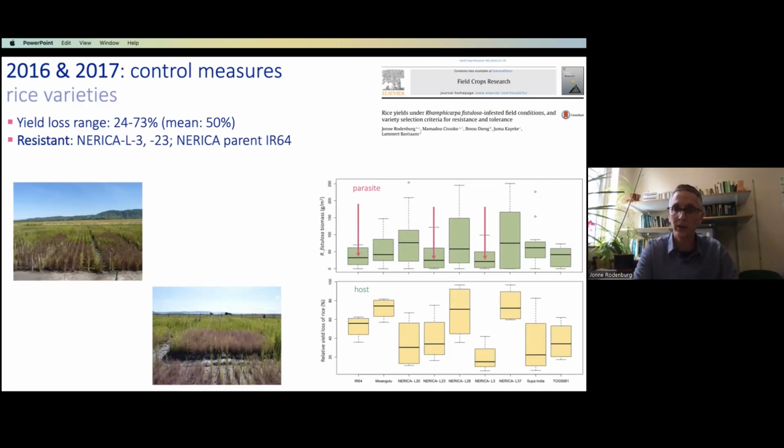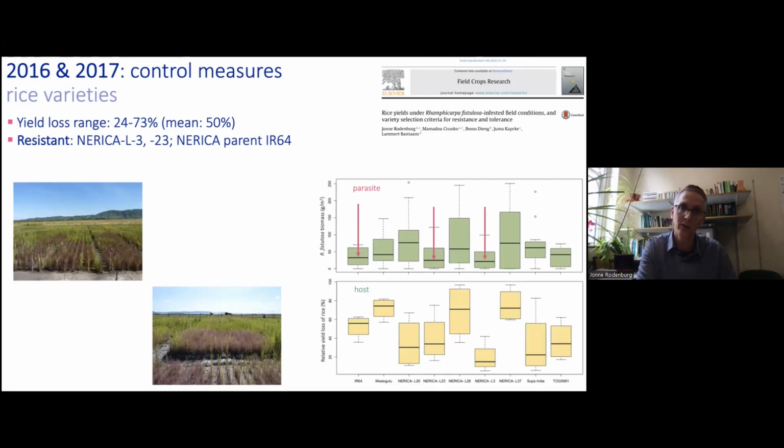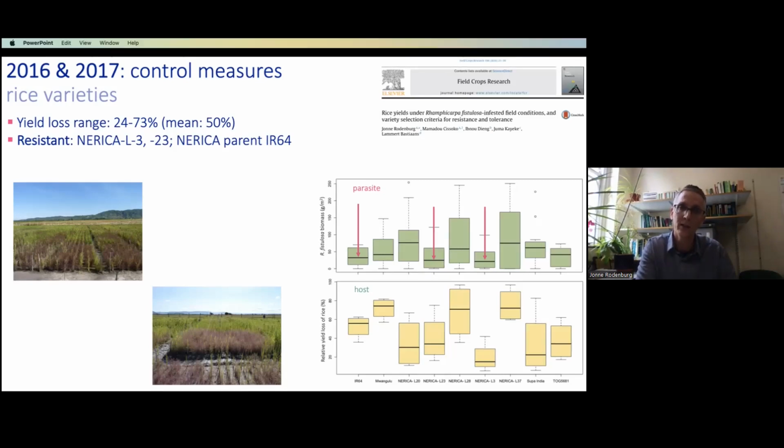Here on the top picture, the green boxes show Rhamphicarpa fistulosa biomass for different varieties. And there you can really see that there are some rice varieties like lowland Nerica 3, lowland Nerica 23, and also the lowland Nerica parent IR64. They are actually quite resistant. The Rhamphicarpa fistulosa plants generate much lower amounts of biomass on these varieties.